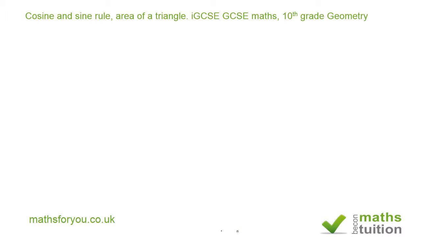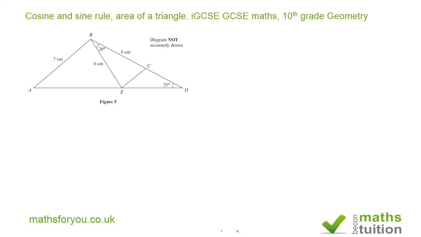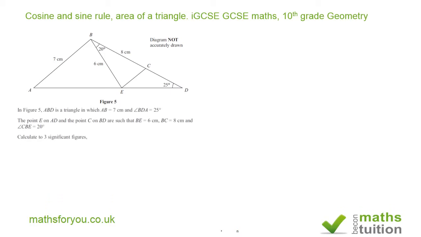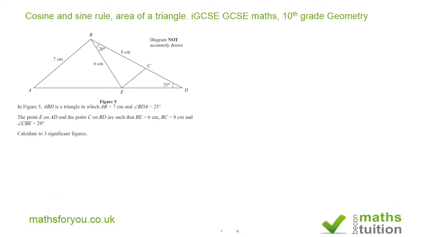This is a revision exercise based on an iGCSE maths question. We're given a triangle, ABD is a triangle in which AB is equal to C, and so on and so forth. It says calculate to 3SF, which is very important when it comes to the calculation. We require 3SF for all the answers. There are five parts to this question.